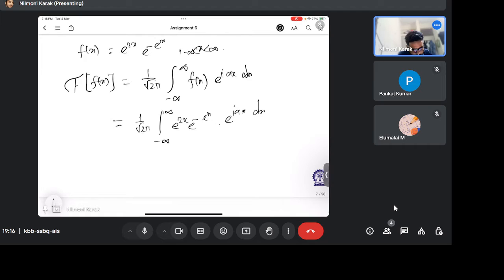Now here what you will do? Since e to the power minus e to the power x is there, you just put z equals e to the power x. Then dz is e to the power x dx, right? E to the power x.